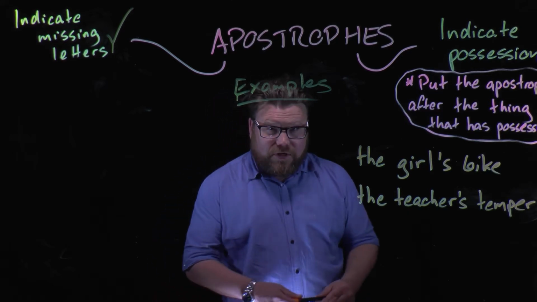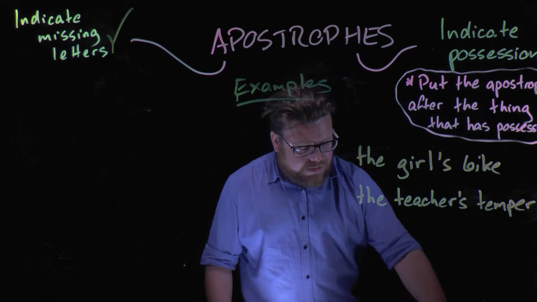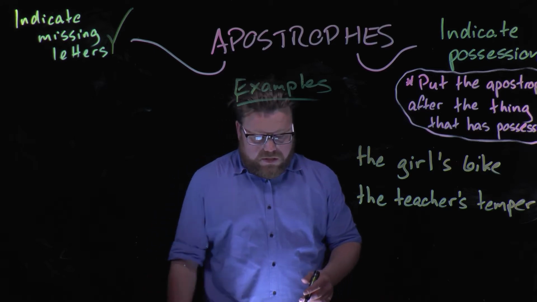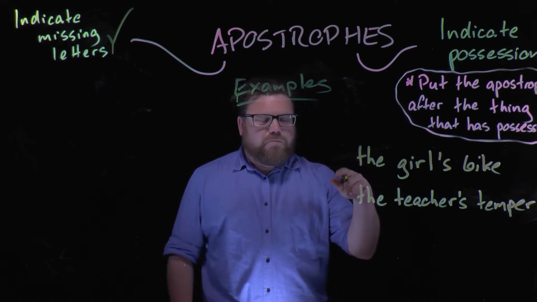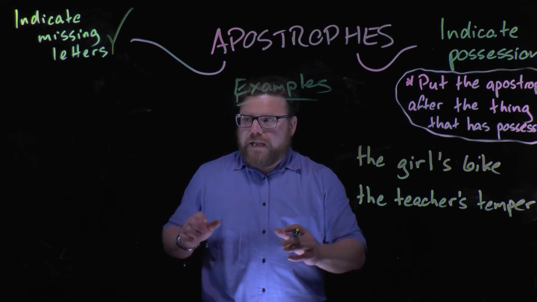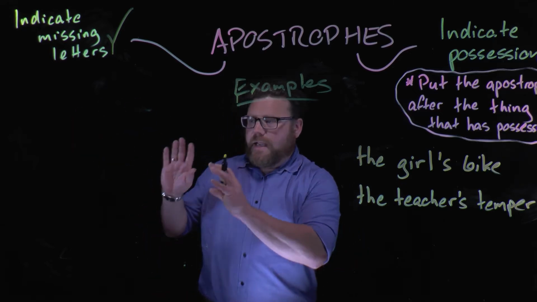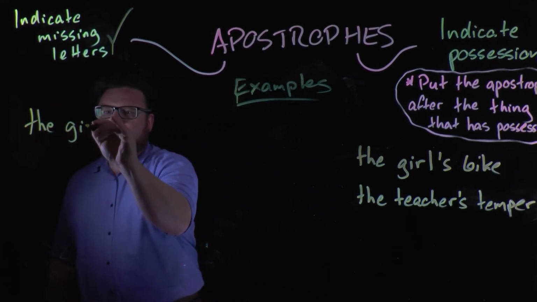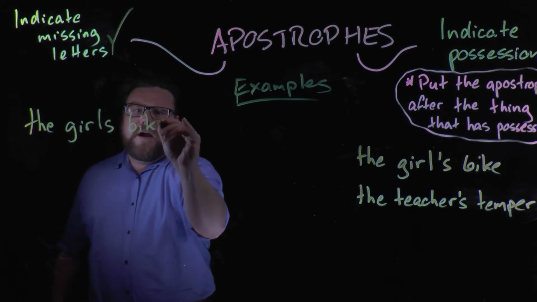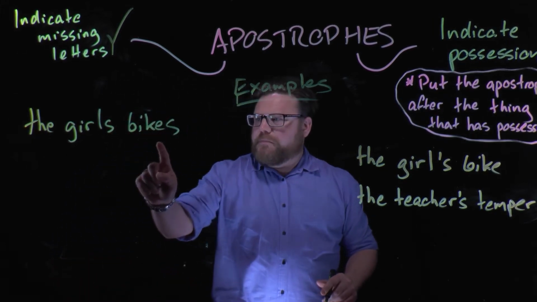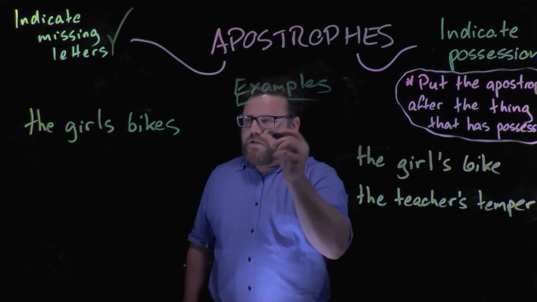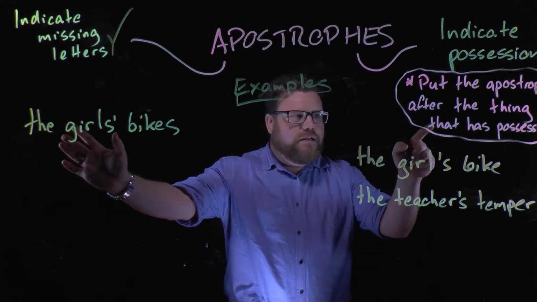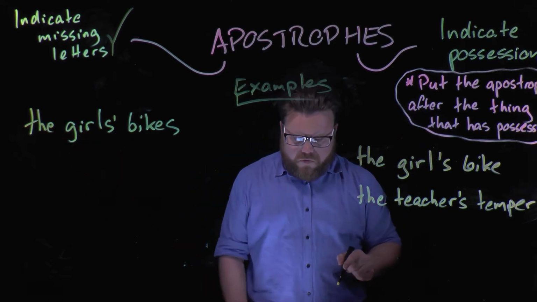When it starts to get a little bit tricky is if you've got plural nouns, because then you want the apostrophe to go, as the rule says, after the thing that has possession. So what if we were talking about more than one girl? So a group of girls and all of their bikes were over there, and we wanted to say, oh, they are the girls' bikes over there. We would say the girls' bikes, but in this case the bikes belong to all of the girls. So to show that, we put the apostrophe after the S. So it comes after the thing that has possession, in this case more than one girl.